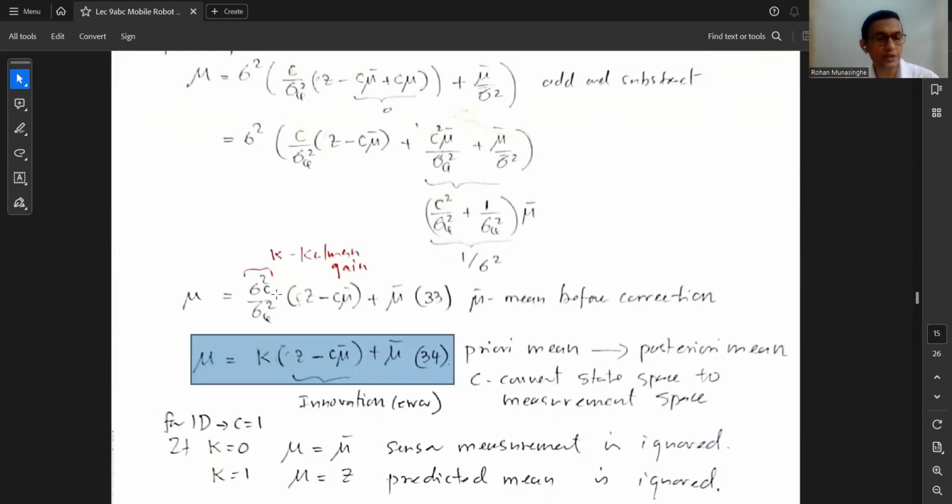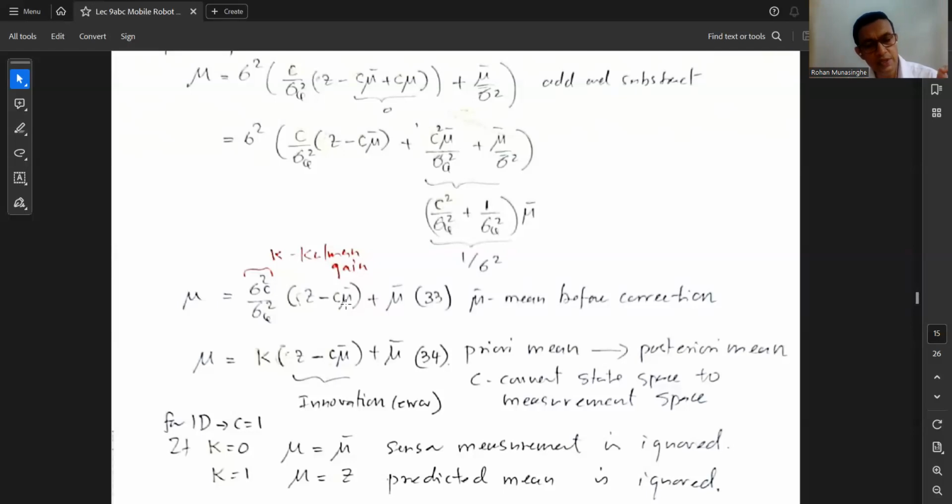C is the output matrix or vector, or simply 1 if it is a one-dimensional thing and you have the direct measurement of the state without any conversion factors, okay? So it's a constant. At that moment, you can think of it as a constant, but it's not actually constant. It's changing all the time. It's a kind of gain, a varying gain, not a constant gain. And then you have this expression Z minus C mu bar. Again, if you forget this C for a moment, Z minus mu bar.